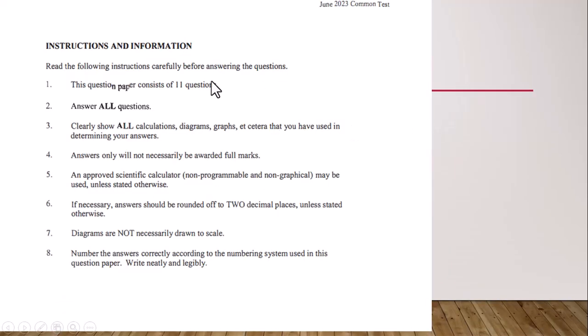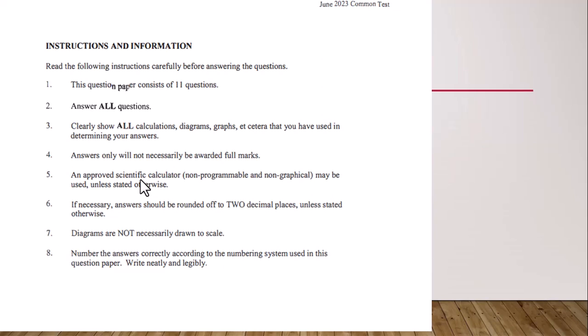All right, so the first important thing is to read through the instructions so that we may have an understanding as to how we should deal with the problems. Now, instructions and information. Read the following instructions carefully before answering the questions. This question paper consists of 11 questions. You should answer all the questions if possible. Clearly show all your calculations, diagrams, graphs, and so on that are used in determining your answers. Answers only will not necessarily be awarded full marks. This is a point worthy of noting.